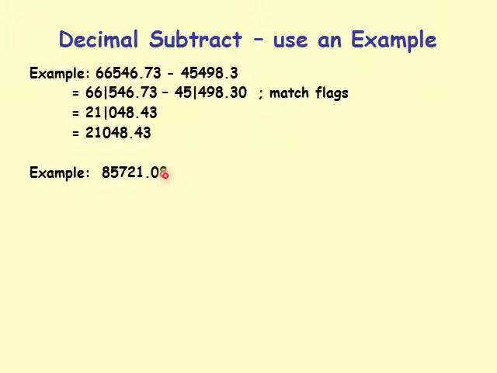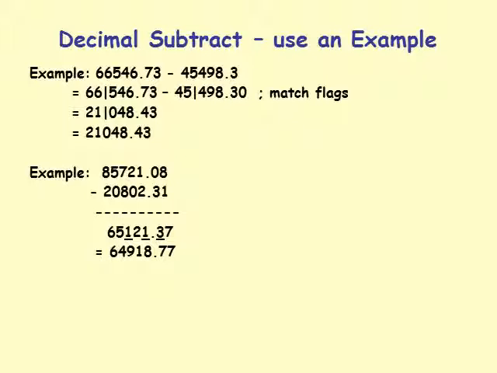85721.08, and we're going to subtract 20802.31. Now we can subtract. We say 8 minus 2 is 6. 5 minus 0 is 5. 7 minus 8 is negative 1. 2 minus 0 is 2. 1 minus 2 is negative 1. And 0 minus 3 is negative 3. And 8 minus 1 is 7. Now we have negative numbers here, here and here. Let's resolve the negative numbers and see what comes up.